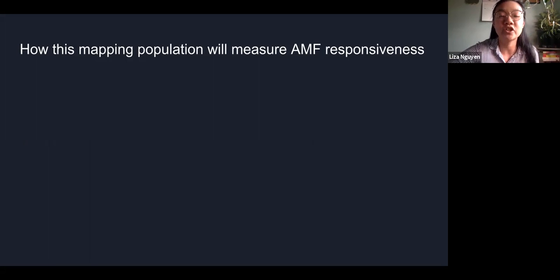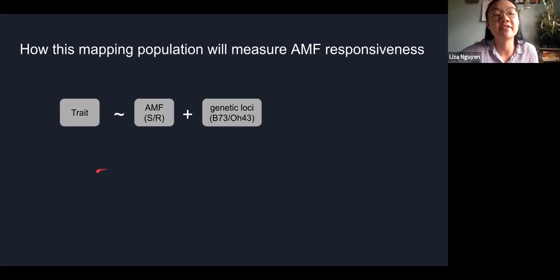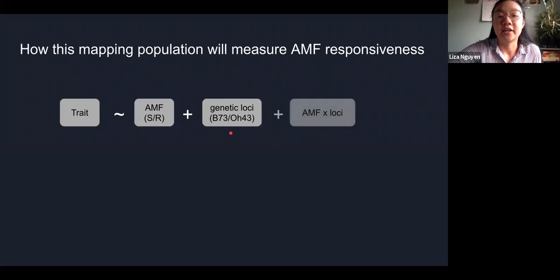Once we have this trait data, we can see if any of it correlates to mycorrhizal treatment, so susceptible or resistant, as well as to genetic differences between the two varieties that I use, B73 or Ohio 43. However, what I'm really interested in is the interaction between these two.